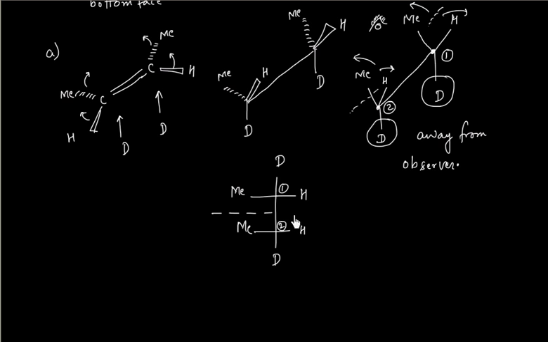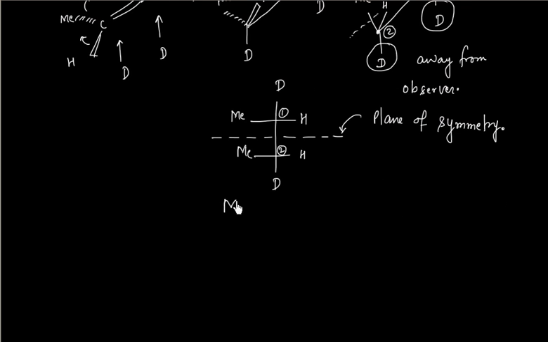You see there is a plane of symmetry. So this compound has a plane of symmetry. This means this compound is meso.